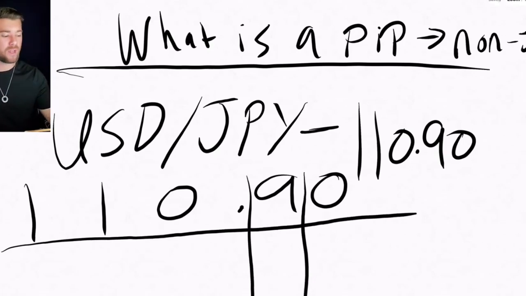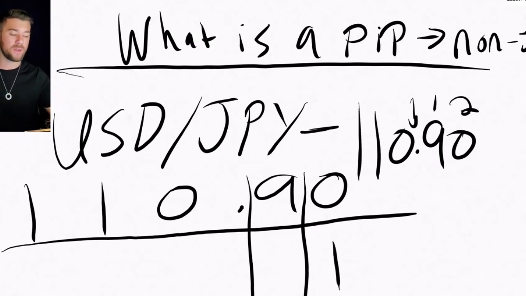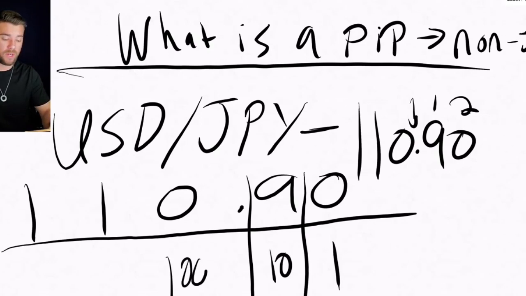So what do we have to do? We see our decimal right there. We go 1, 2. On the second decimal place is 1 pip. So this is our ones. What does that mean for the 9 in this specific case? That means the 9 is going to be our 10s and the 0 is going to be our 100s.